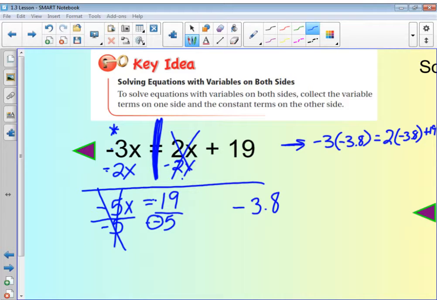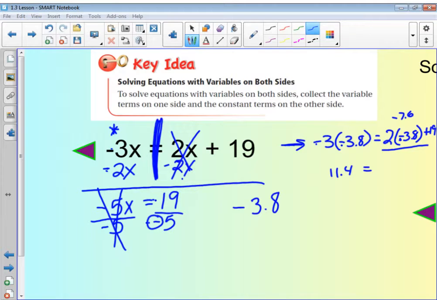Okay, so now if I do 3 times -3.8, those are two negatives. When I multiply and divide, I get to count negatives. So I know it's going to be a positive. So 3 times 3.8 gives me 11.4. Now, when I go to do this side over here, and I work that out, I should end up with 11.4. So I'm going to do the 2 times 3.8, and it's 7.6, but really that's a -7.6.